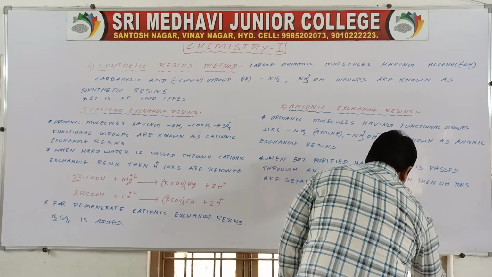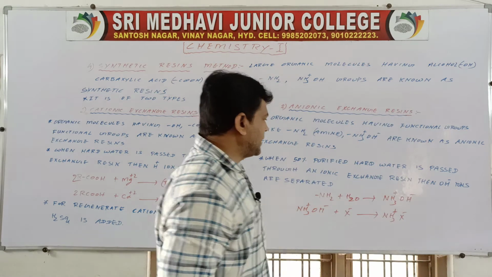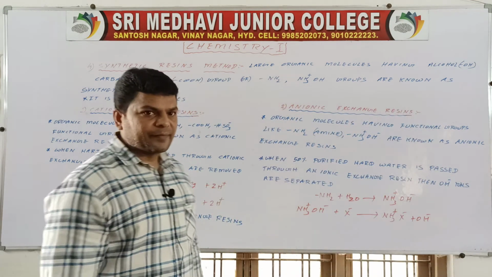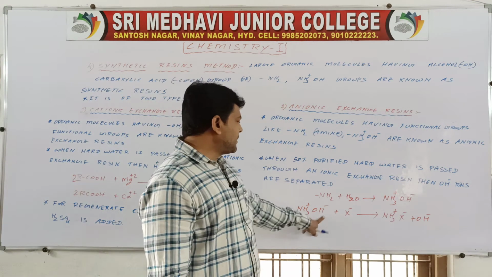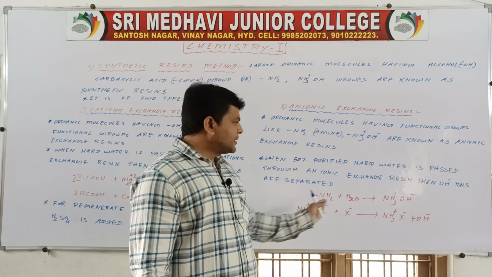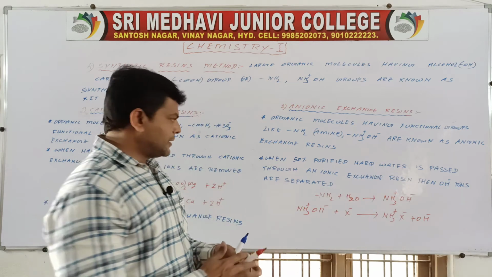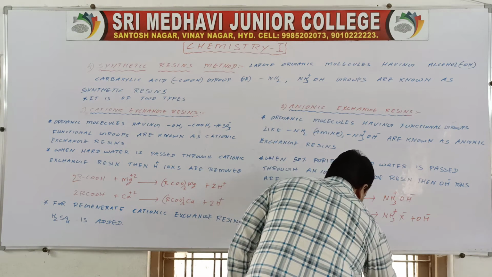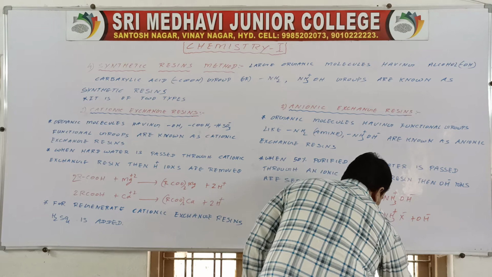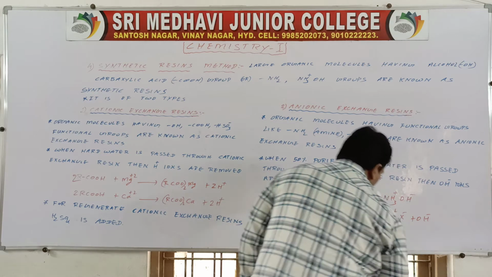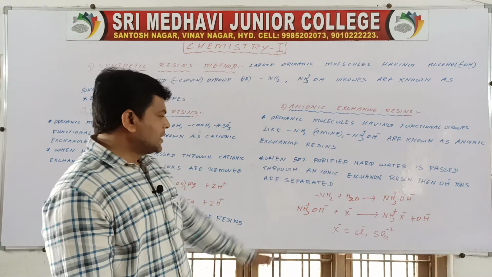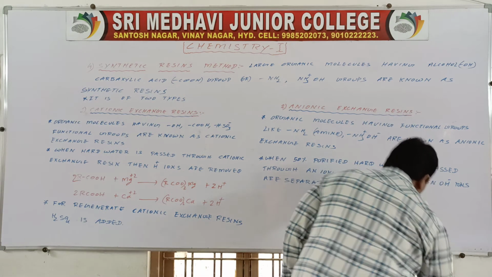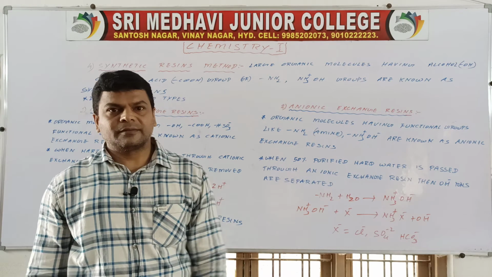NH3+ X-, NH3+ X- plus OH- ions are separated. If you add X-, then OH- ions are separated. Here X- means Cl-, SO4 2-, like this. Cl-, SO4 2-, HCO3-, all these are.